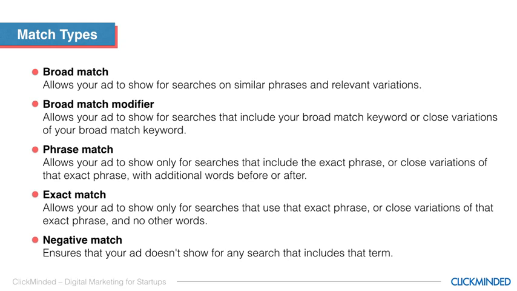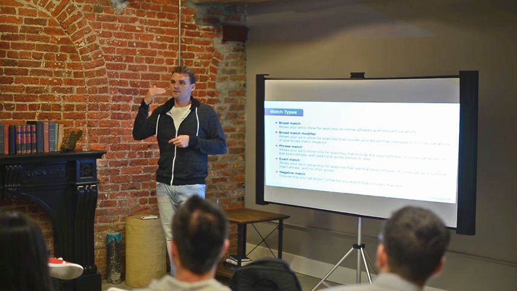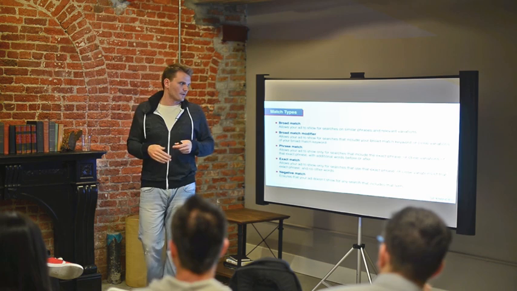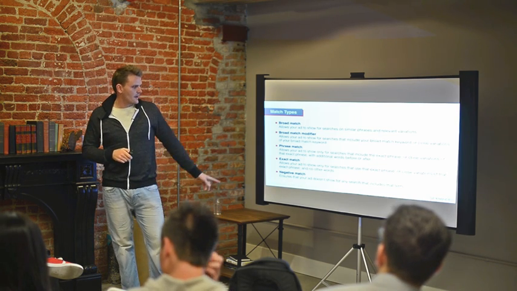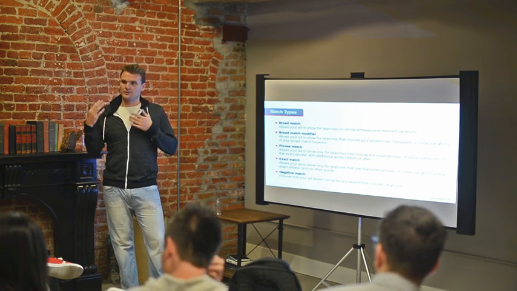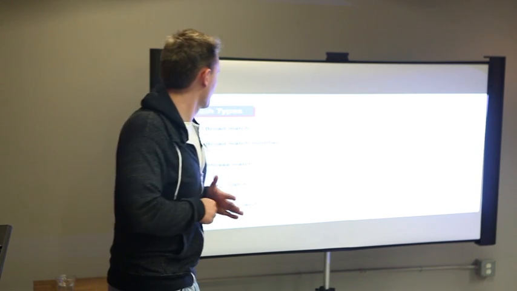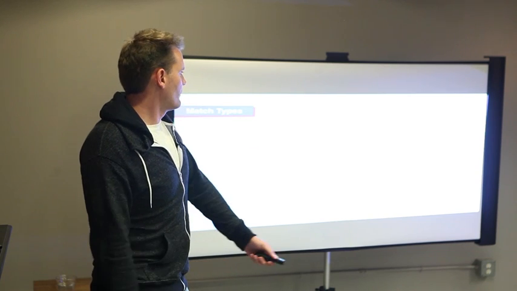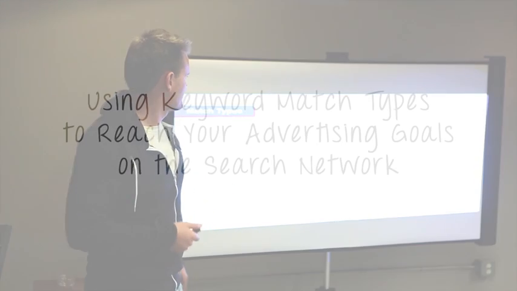And then there's finally negative match, right? That ensures that your ad doesn't show for any search that includes that term. A really good example of this is free, right? If you want to advertise for this phrase and all the variations of it, with the exception of anything that's free, with the word free, right? Or you can do a lot of different stuff there, but negative match essentially allows you to exclude particular keywords. Quick overview on match types.